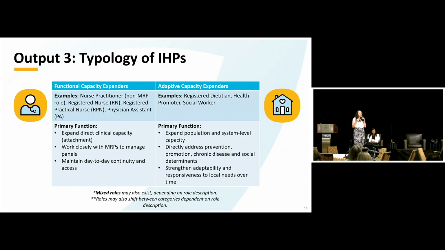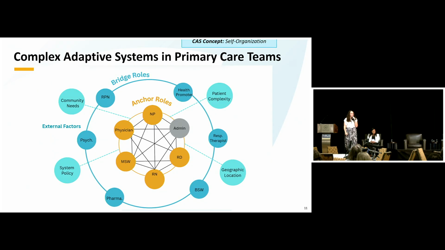Capacity doesn't come from one single role. It emerges from how roles interact, adapt, and respond to local context. So this is just an illustration of that exact concept of complex adaptive systems, a network of connected roles and relationships. As I've described, the anchor roles are in the center, around them the bridge roles, and surrounding them are external system factors that impact how teams work and how they function, even when they're outside of their direct context.